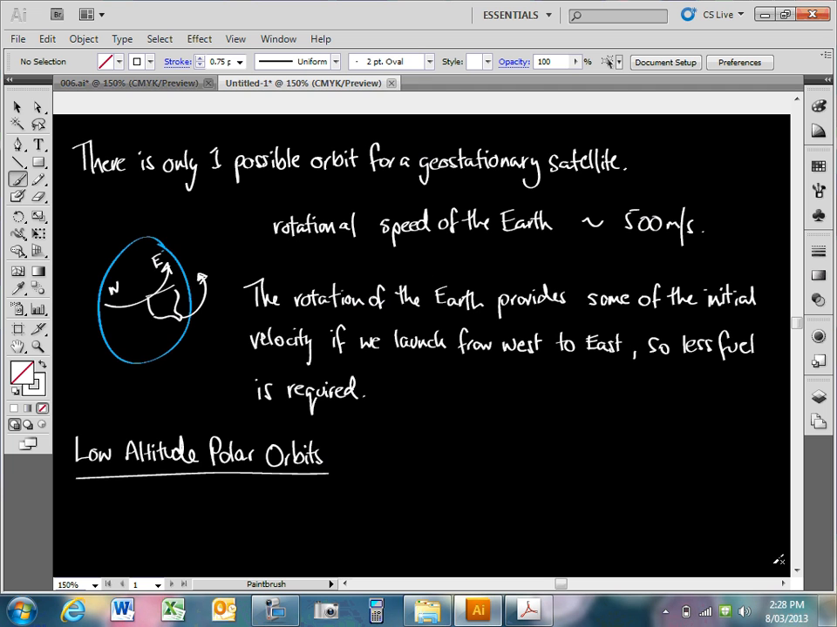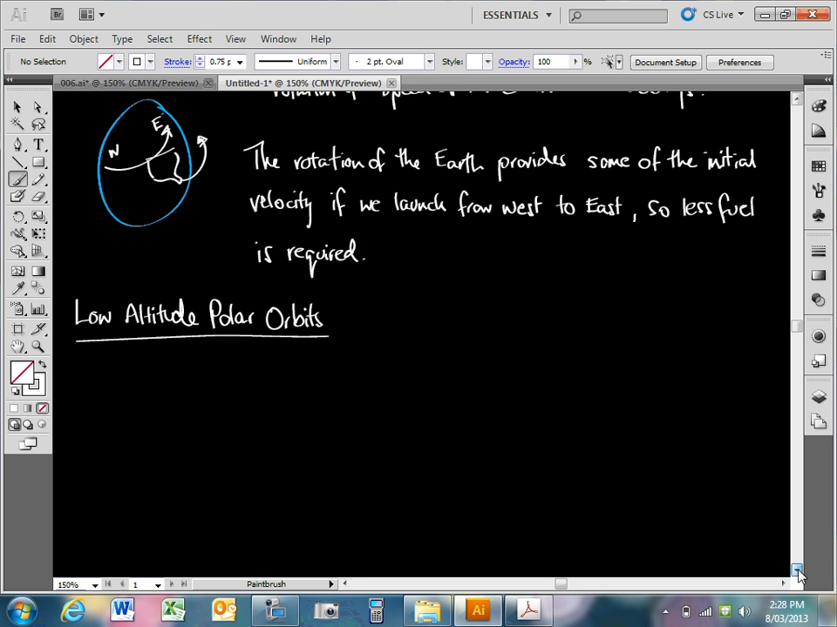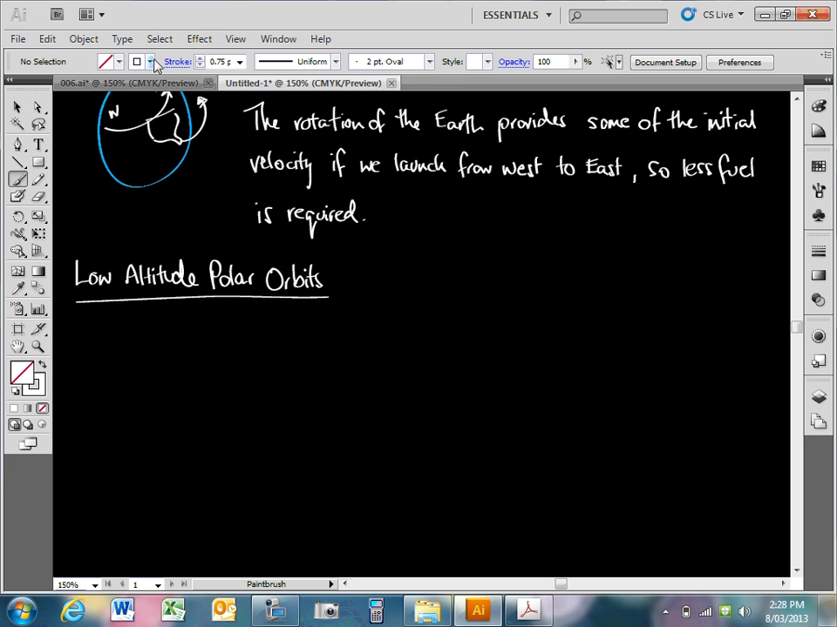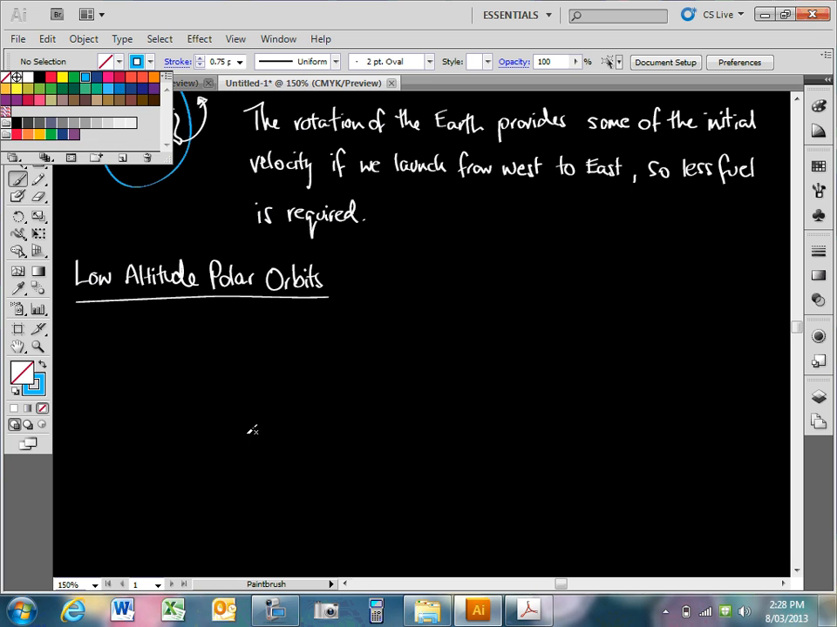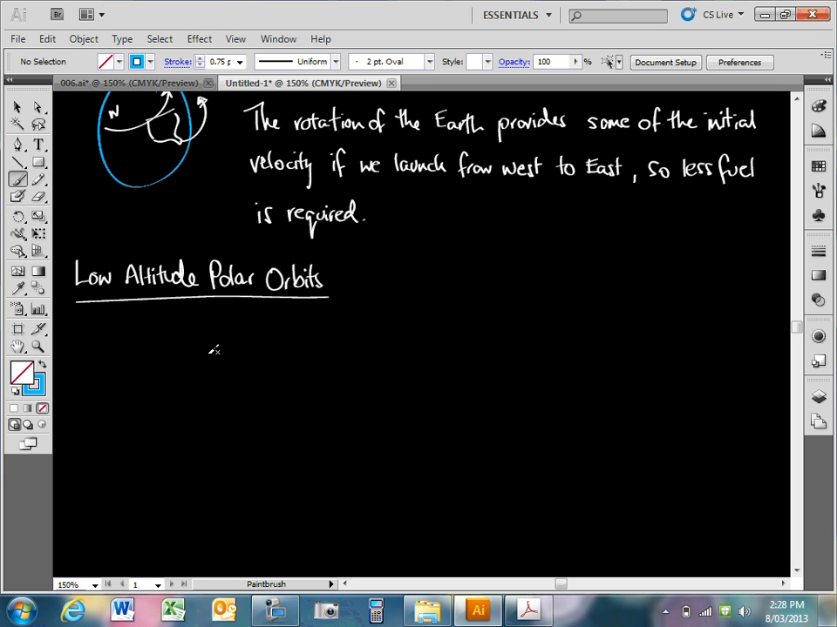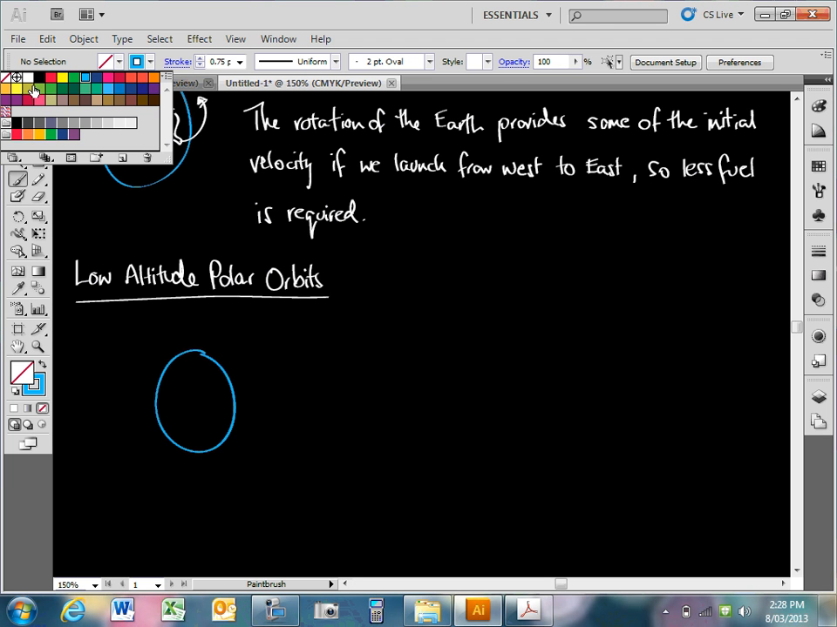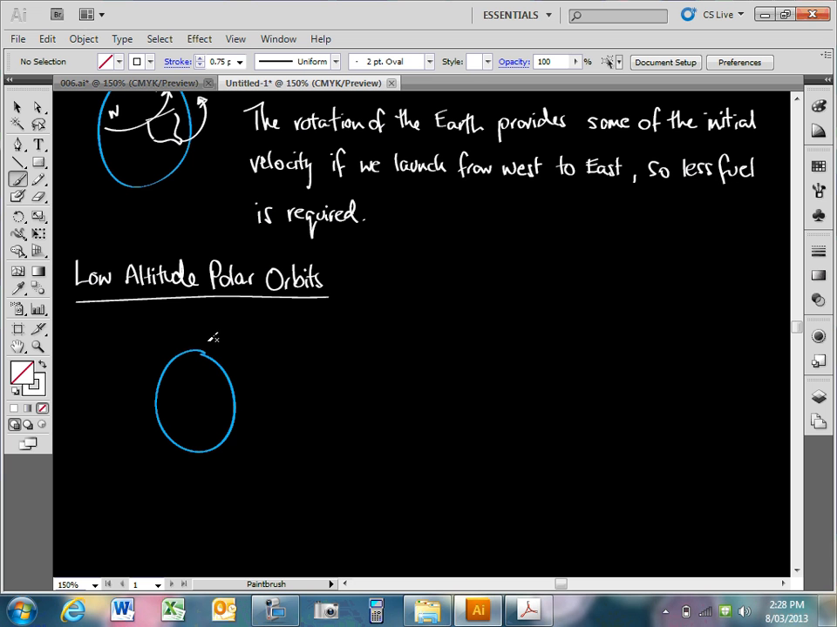Low altitude polar orbits. What do you think that means? I'd say no idea because it's Friday. Have a go at it. Yeah, it kind of goes around the poles if the Earth's tilted. Yeah, in a north to south direction.